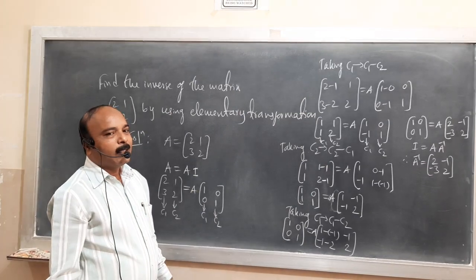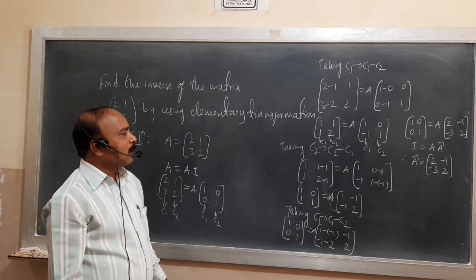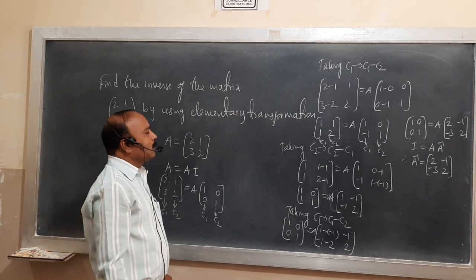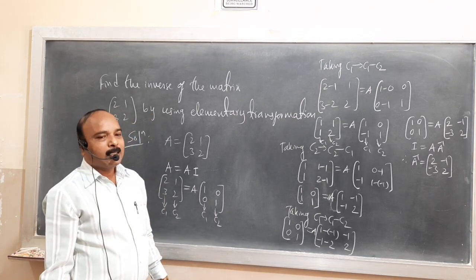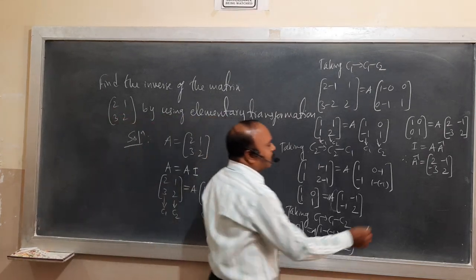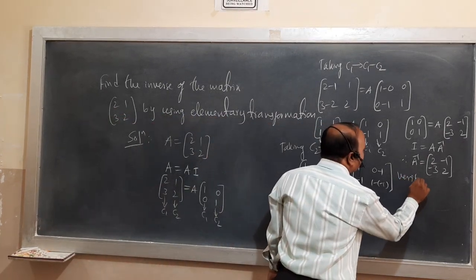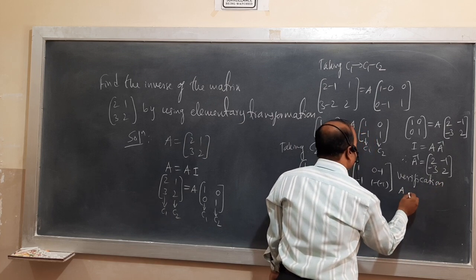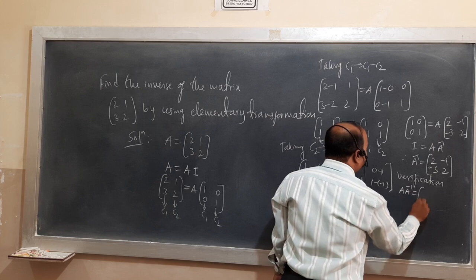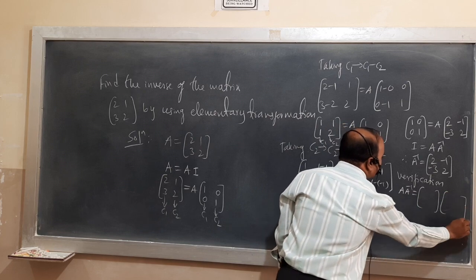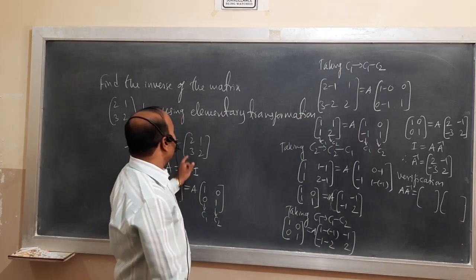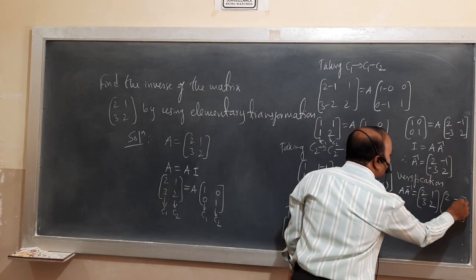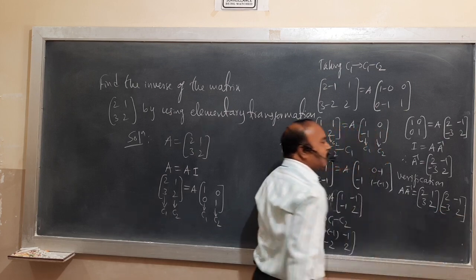Now we check whether your answer is right or not. For that we check A into A inverse. If it is the identity matrix, then your answer is correct. Now we make the verification. You make A into A inverse. Multiply the given matrix with this answer. A is 2 1 3 2. A inverse is 2 minus 1 minus 3 2.